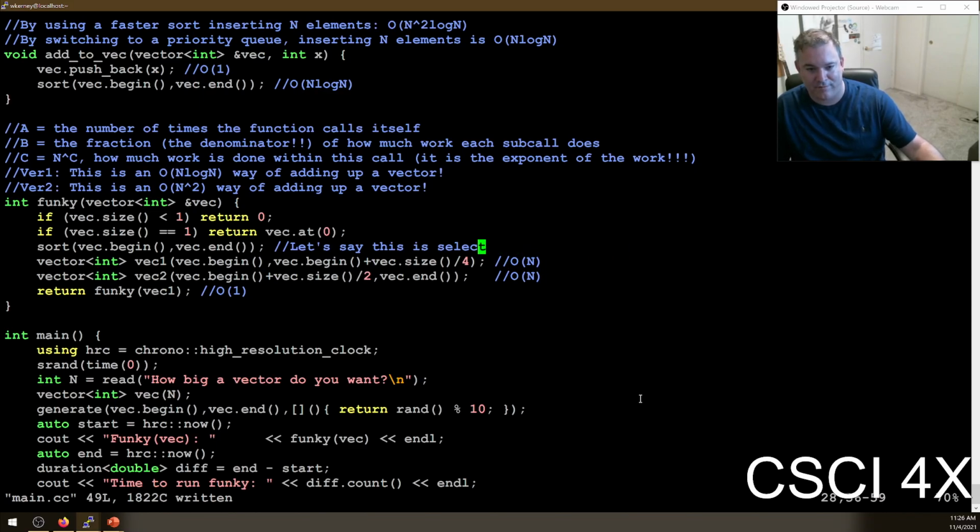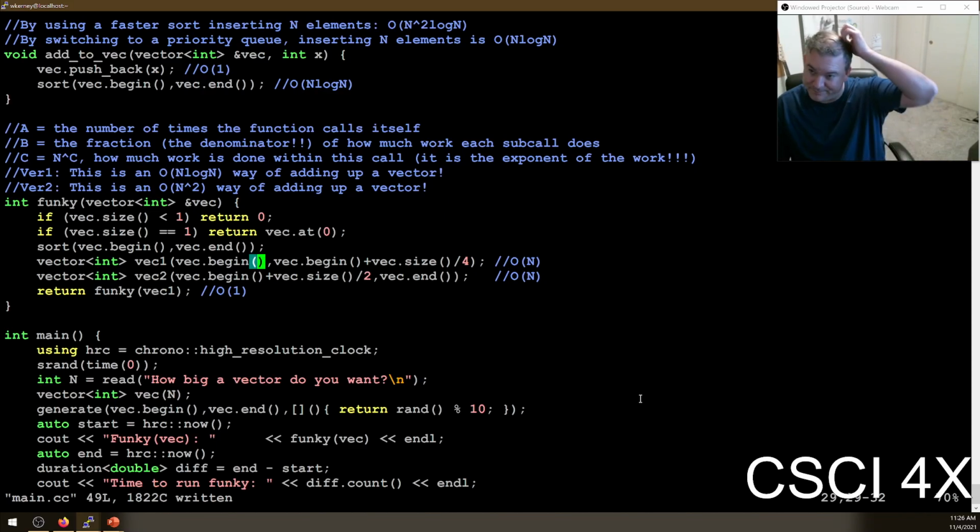And then if we were to change this to just regular sort, what's the running time of the algorithm now?